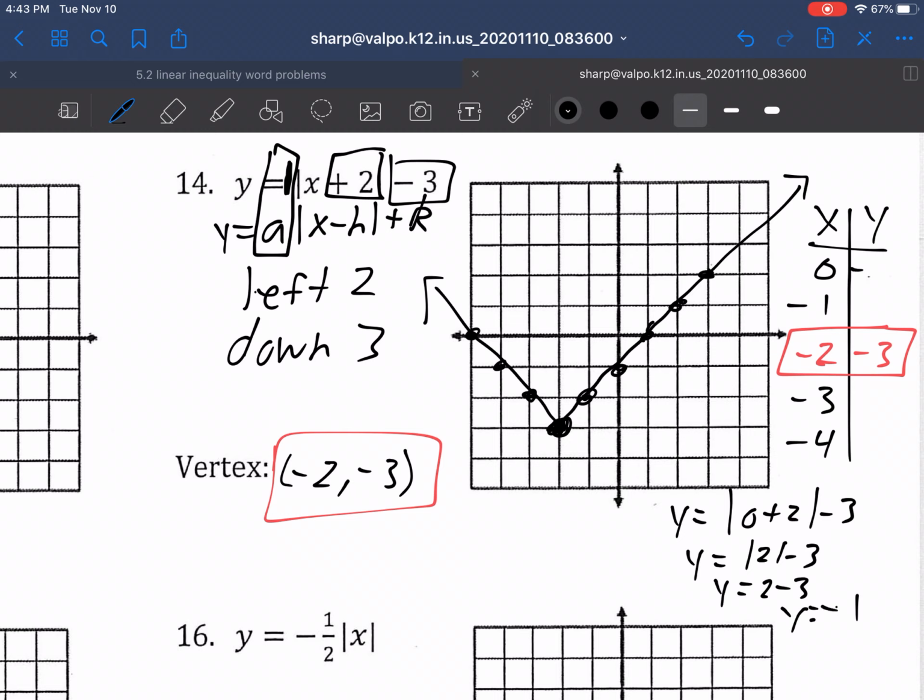So I'm going to put a negative 1 right here. Check if that's on your graph. Is 0, negative 1 on your graph? Yeah, it's actually right there, 0, negative 1. And you guys could keep doing this.